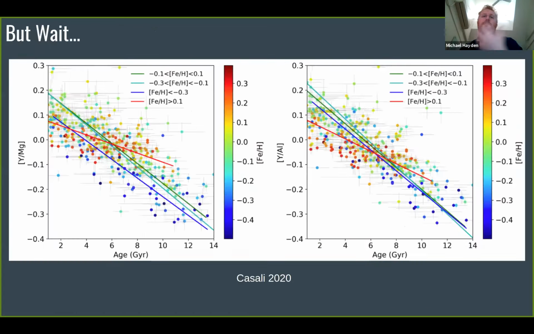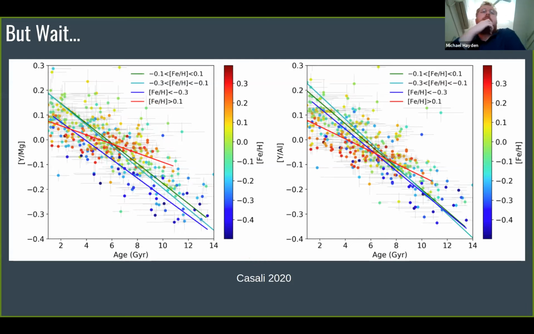So when you take a larger sample and do the same analysis, oh, disaster, right? We see kind of a scatter plot. We don't see that wonderful linear trend we saw before. And we see a bunch of scatter points. And actually, if you dissect it a little bit more, you might see some trends as a function of metallicity rather than just one global linear trend. And so this was a paper by Casali in 2020. And what they found is that the trends are separated by metallicity.